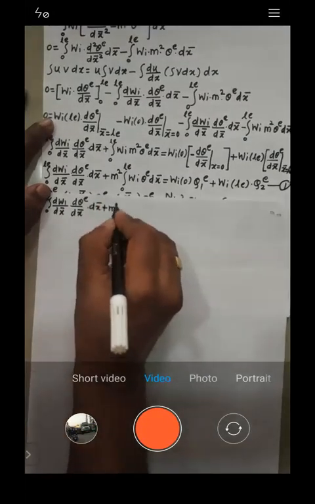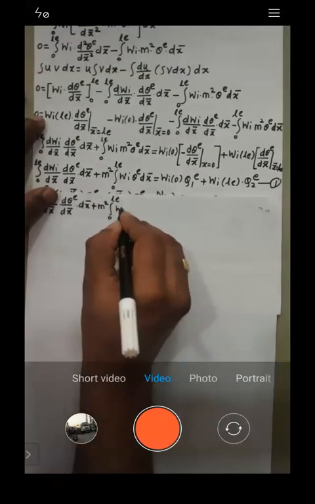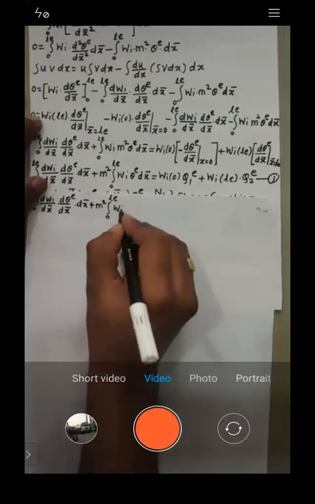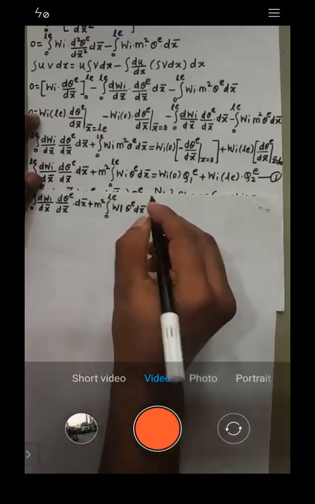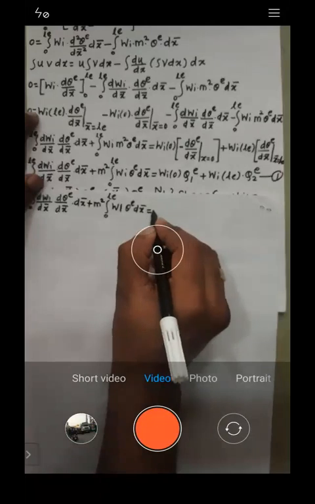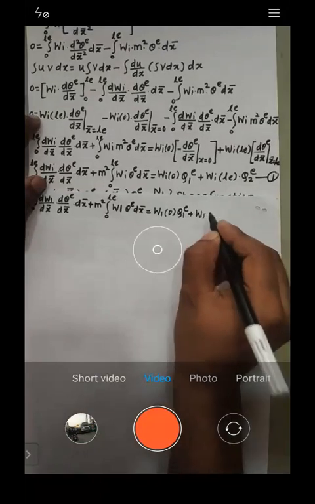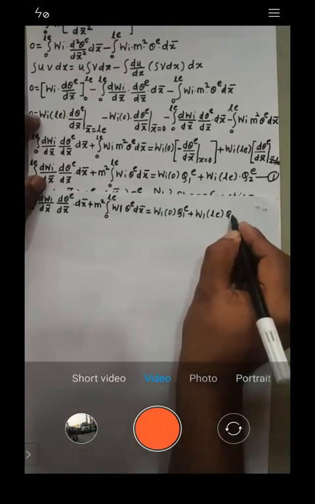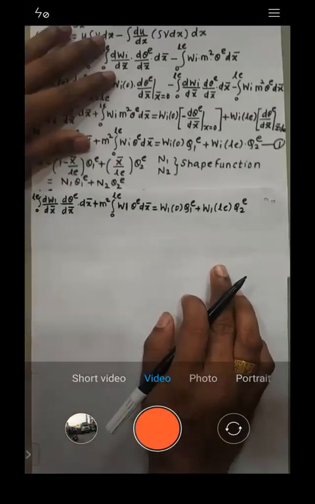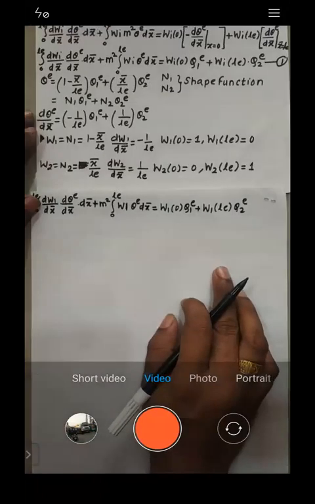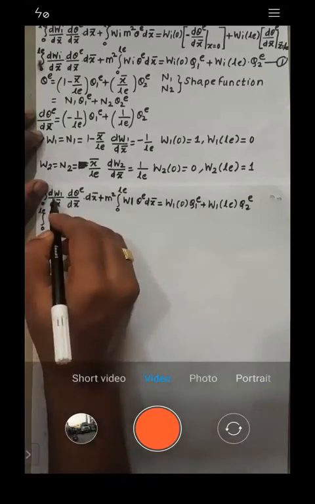m square integral from 0 to LE of Wi. Now I can't write Wi, I need to write W1 theta E dx bar is equal to W1 when 0 Q1E plus W1 when LE Q2E. Is it okay? Clear or not? Now start putting the values. So this is 0 to LE. What is dW1 by dx bar?